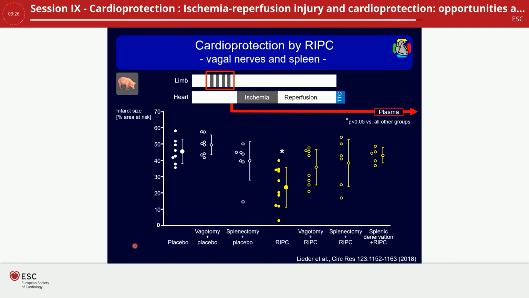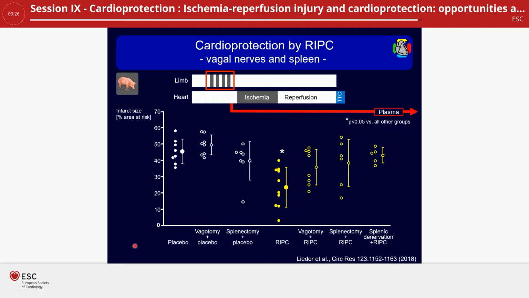But more interesting, it was not only the vagal nerve, but it was the spleen that has a central role for this cardioprotection, because splenectomy, surgical removal of the spleen, also abrogated protection.